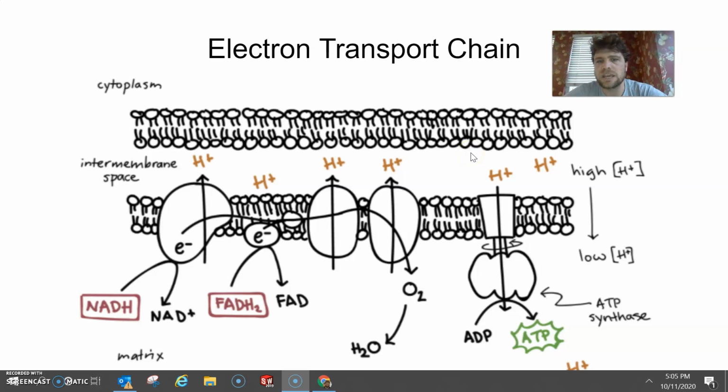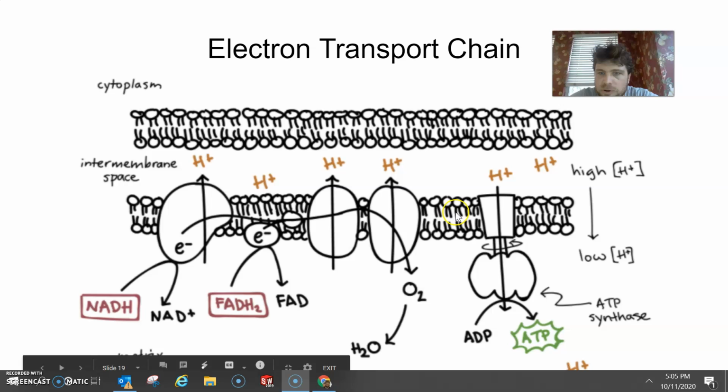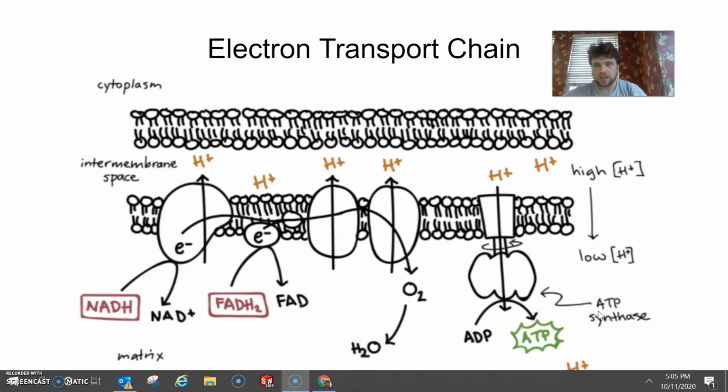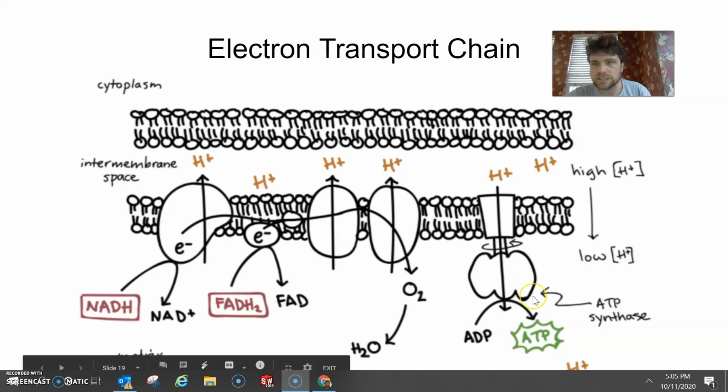And so in this space, it's like a dam of hydrogen ions, of positively charged hydrogen ions that then travel through this protein called ATP synthase. And as they travel through, it spins the protein, and that spinning motion actually helps to recharge ATP.